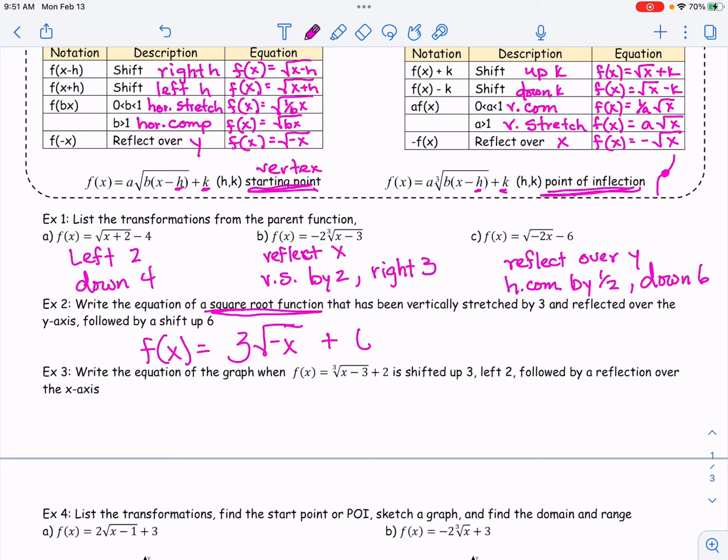This one is a cubic function, and we're starting with what we have. It's been shifted up 3, so that means this is going to change to 5. Left 2, that means it's plus 2, followed by a reflection over the x-axis, so that means the outside is going to change, and that means that this sign also will have to change. So it's going to be negative cube root x minus 1 minus 5.